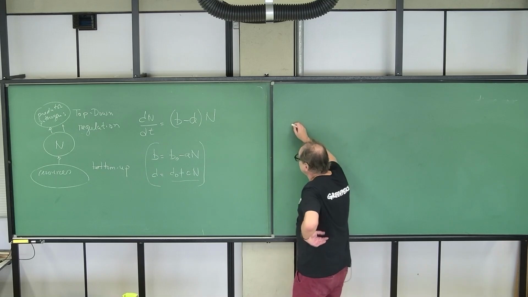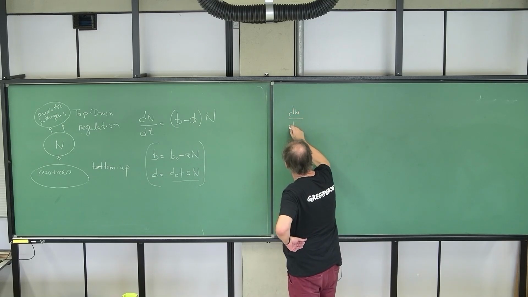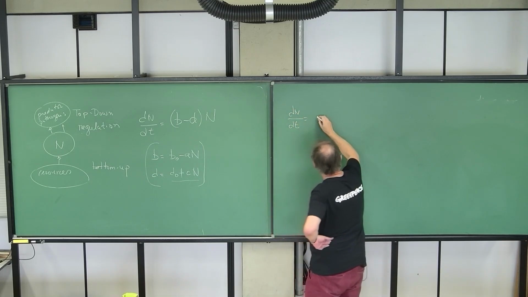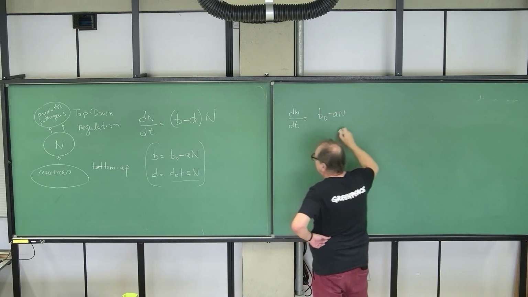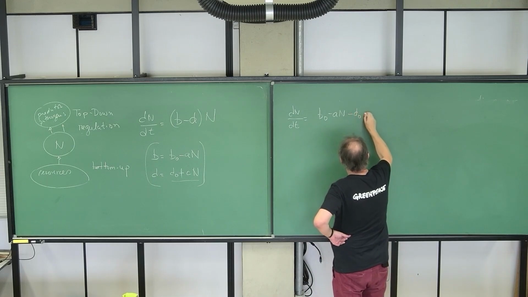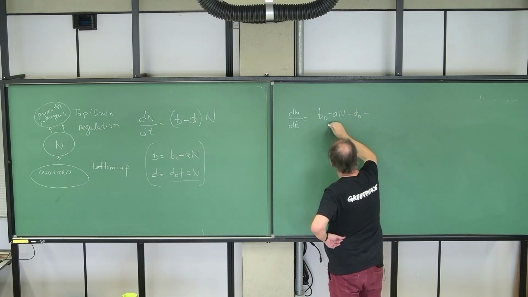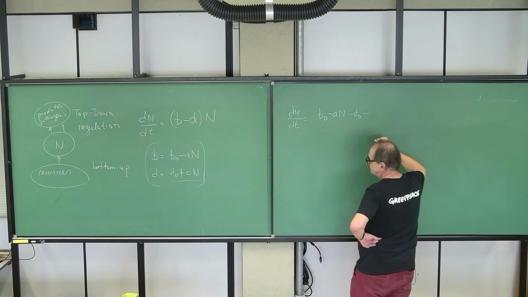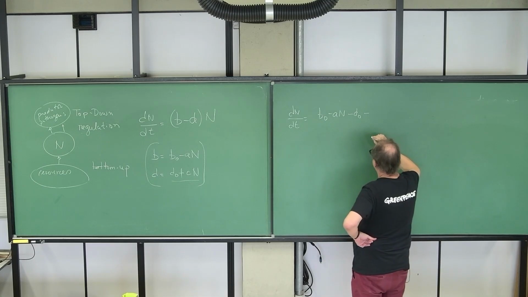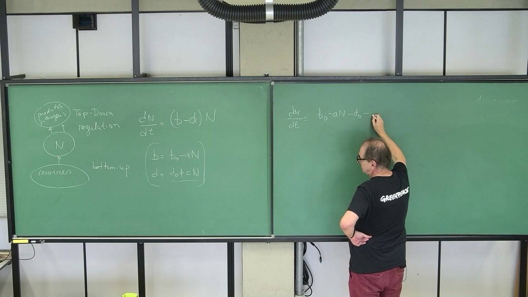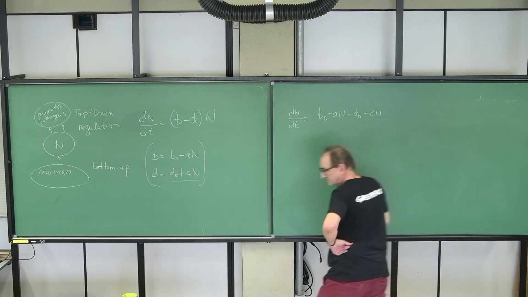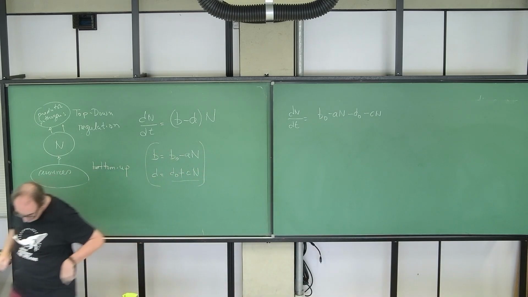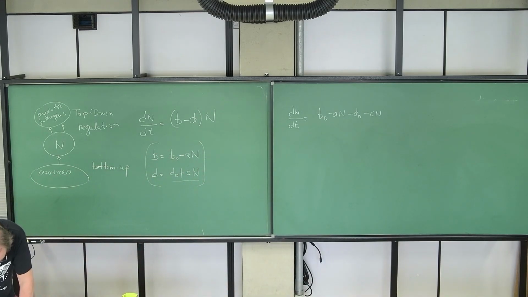Okay, now let me write this down. Now, you have B0 minus AN minus D0 minus CN. Is it correct what I'm doing here? Yeah, actually.